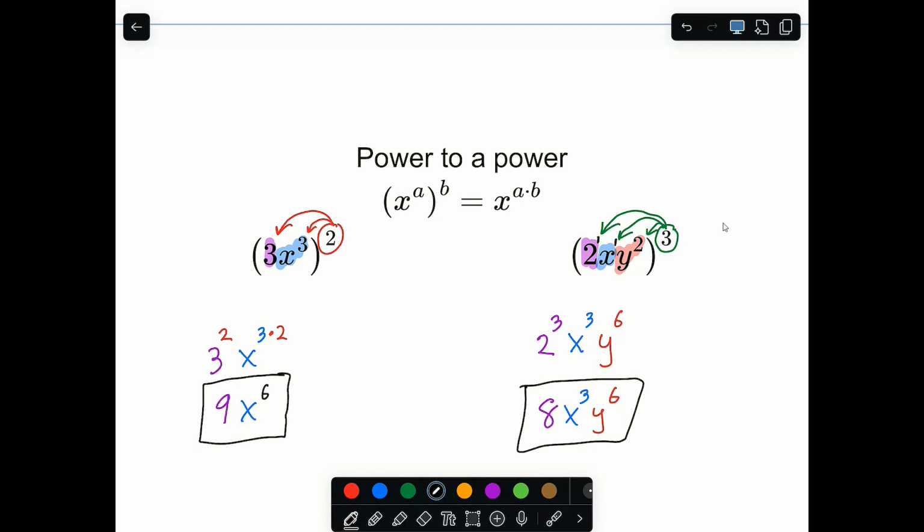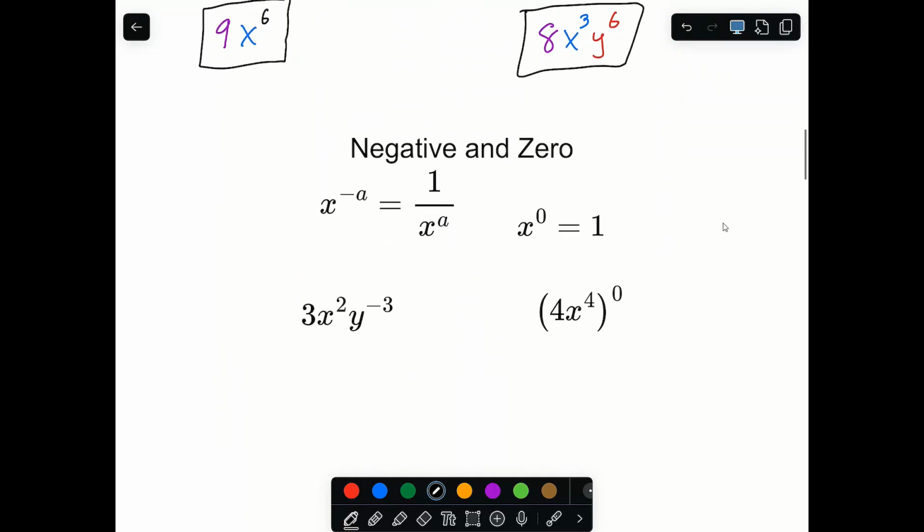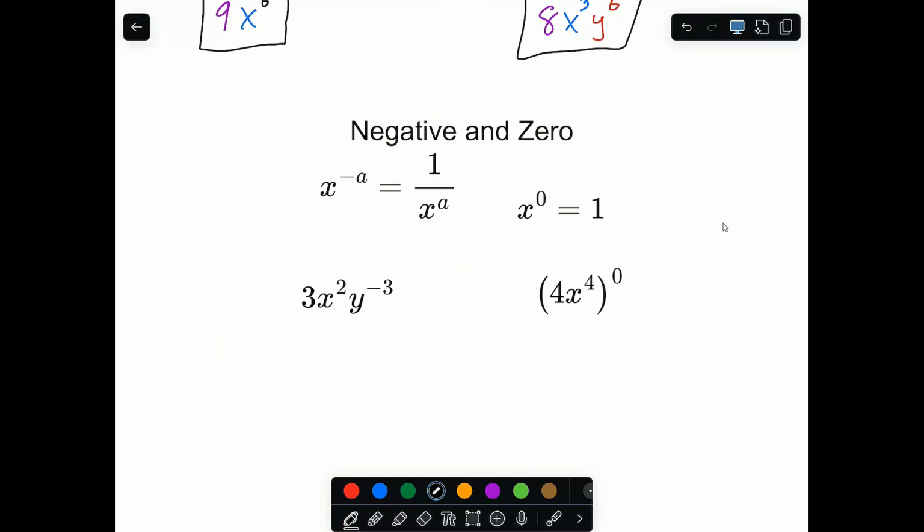Our last two rules are pretty straightforward. So our negative and 0. So anything with a negative exponent will go to the denominator, and anything with the exponent 0 is equal to 1.